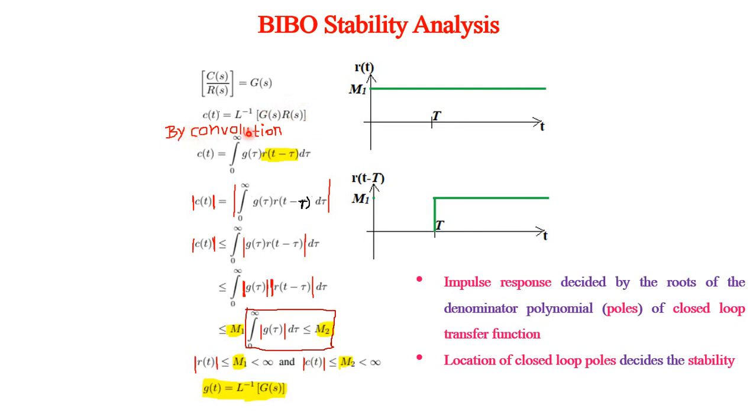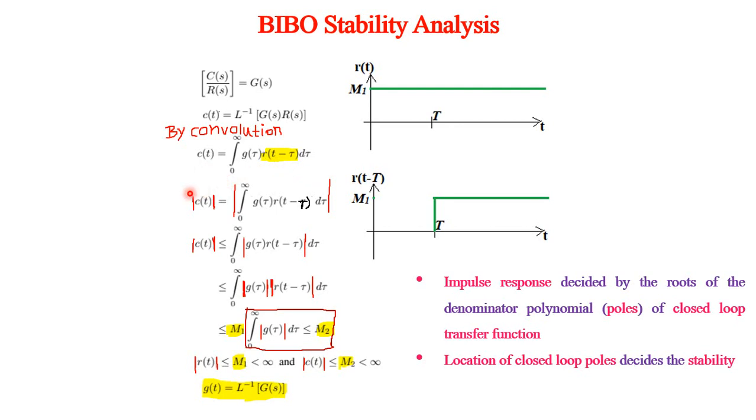By the convolution principle, we can write c of t as the integral from 0 to infinity of G of tau R of t minus tau d tau. We have seen a similar relation even in lecture 7 when we derived the expression for the generalized error series. There we used the convolution principle to find the error series. Now I want to check the BIBO stability. That means I want to take a bounded input and check whether the output is bounded.